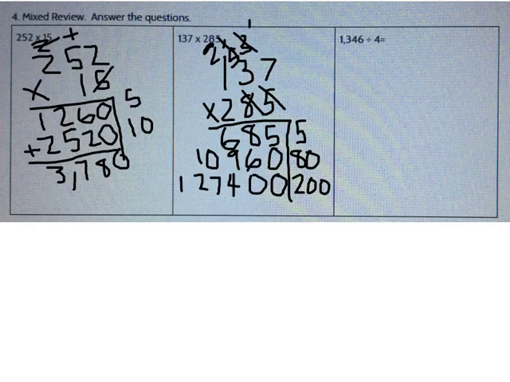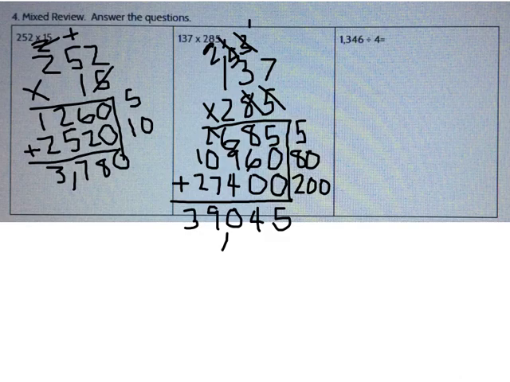Now I need to add all 3 partial products. 5 plus 0 is 5. 8 plus 6 is 14. 1 plus 6 is 7. Plus 9 is 16. Plus 4 more is 20. 2 plus 7 is 9. And 1 plus 2 is 3. The answer is 39,045. Now let's try the division problem.